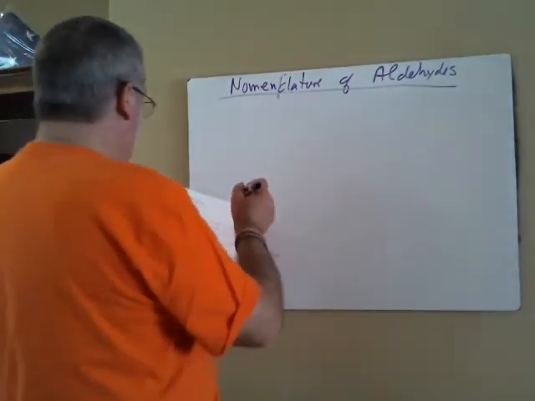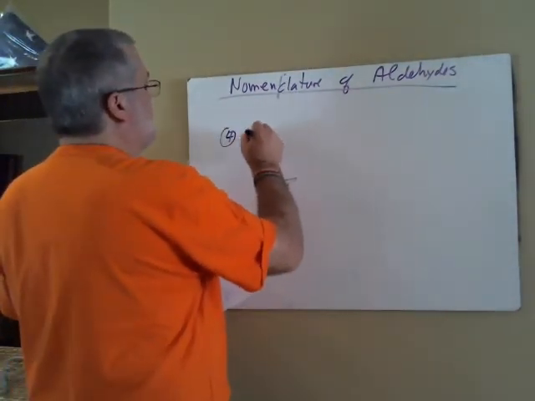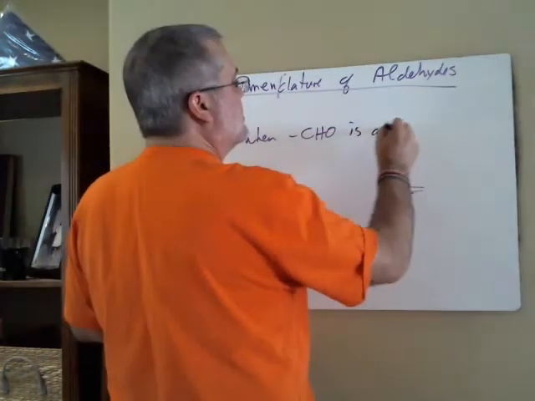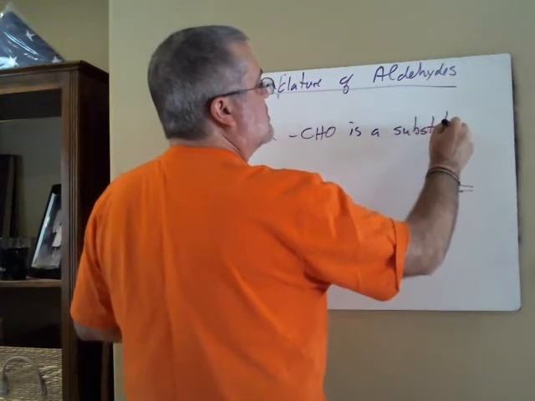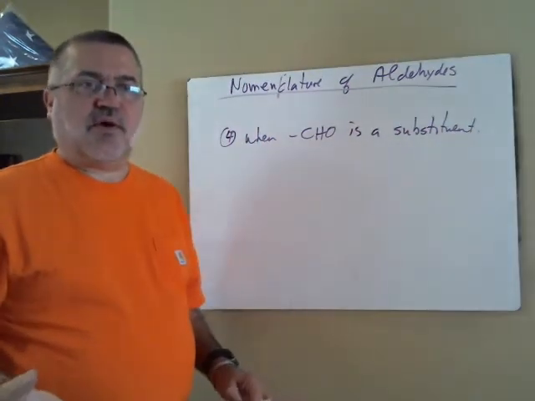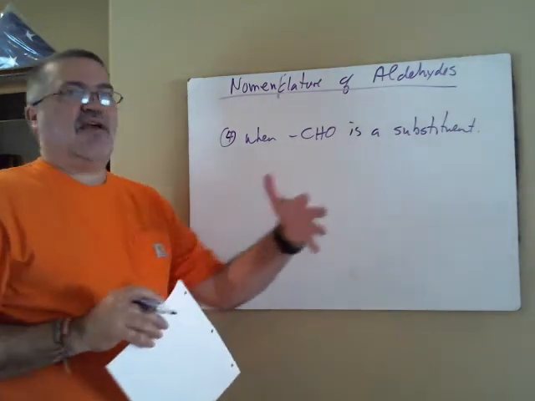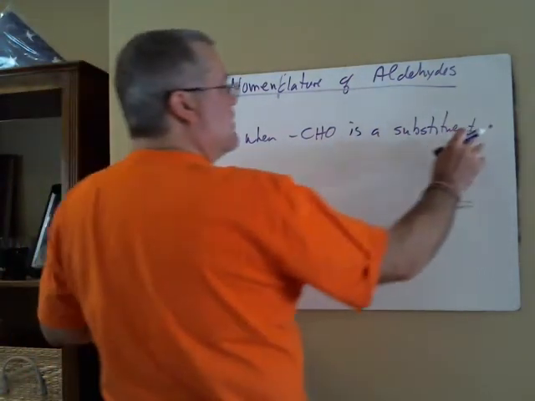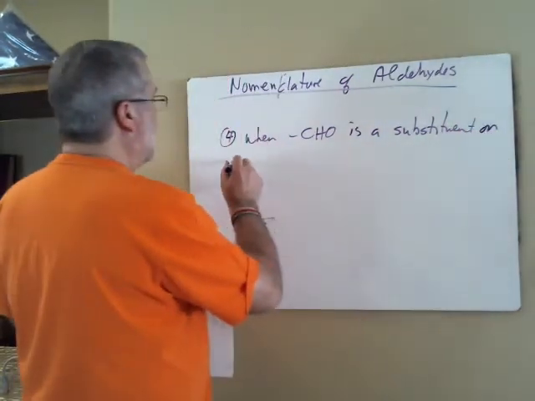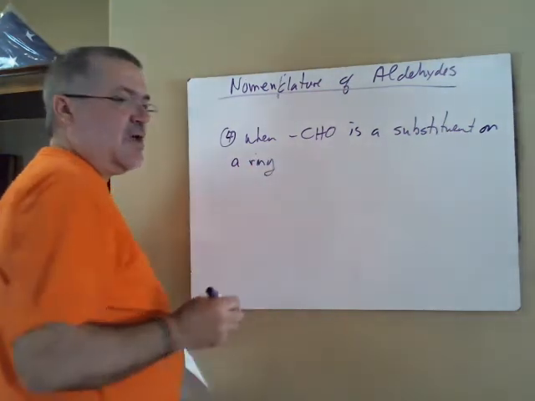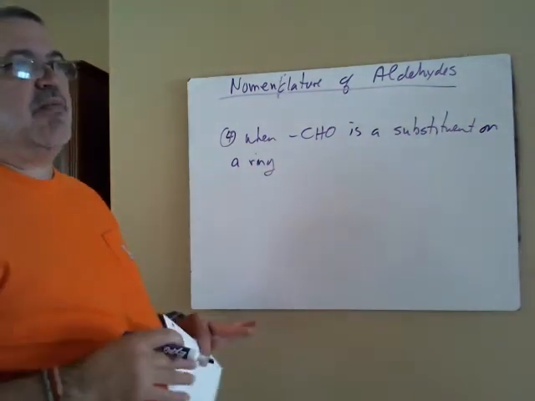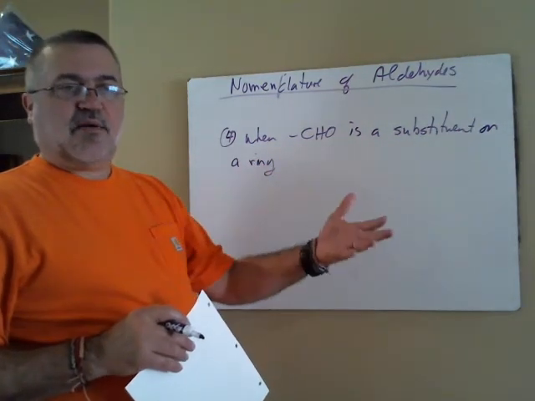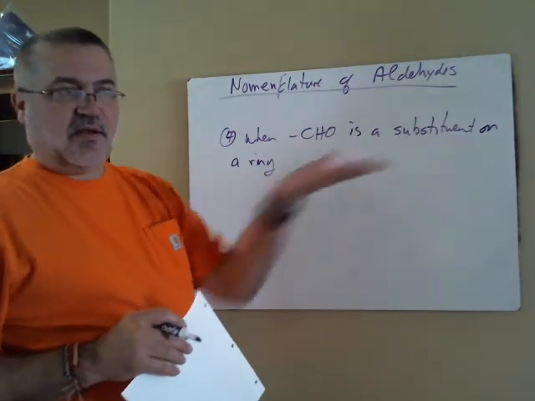Okay, but when your aldehydic carbon is a substituent, we always run into that situation, right? There's always something at the end of our rules that say, well, what if it's a substituent? So if it's a substituent, and this is going to be only on a ring, okay? Because otherwise, typically, if the aldehydic carbon is not in a ring, you're going to name it as the aldehyde, okay?